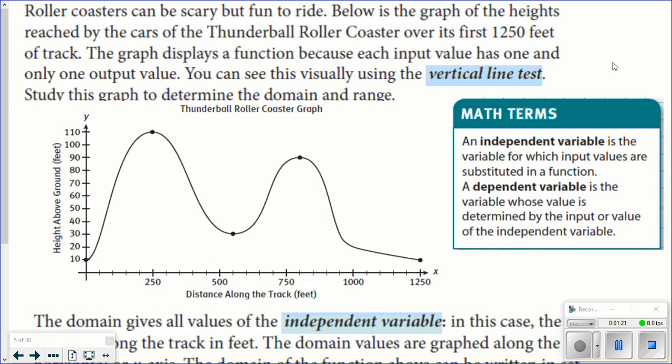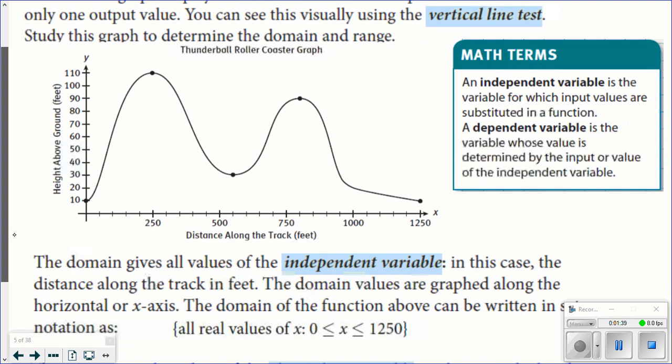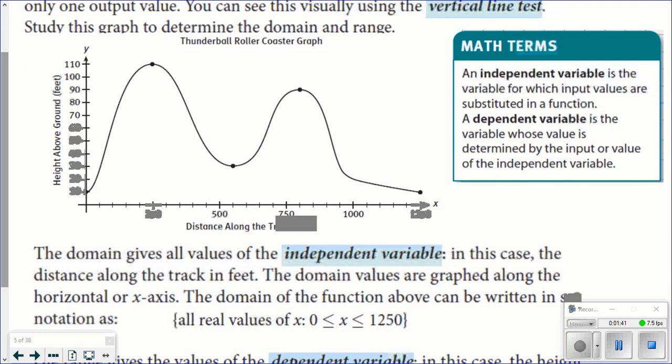So remember our vertical line test. We talked about that a little bit in activity 5, where if you draw vertical lines through this function, it only crosses or touches the function at one spot or one point. So that would be a function. Okay. Independent and dependent variables. Those are new vocab terms.